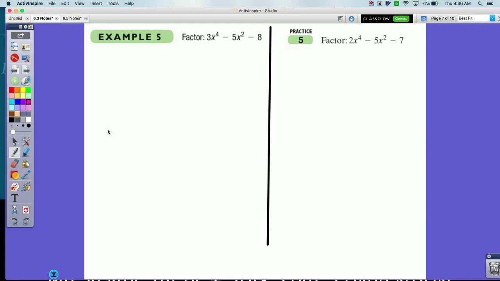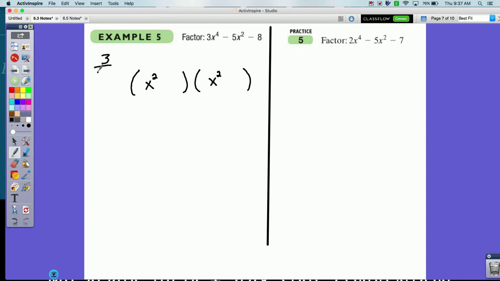Example 5. They throw you a little bit more problem because they got x to the 4th and x squared. But no issue here. The only thing that's going to change up is instead of having x and x, we're going to have x squared and x squared. Because the middle term is x squared, and when you double 2, you get 4. So when I multiply x squared times x squared, I am going to get x to the 4th.